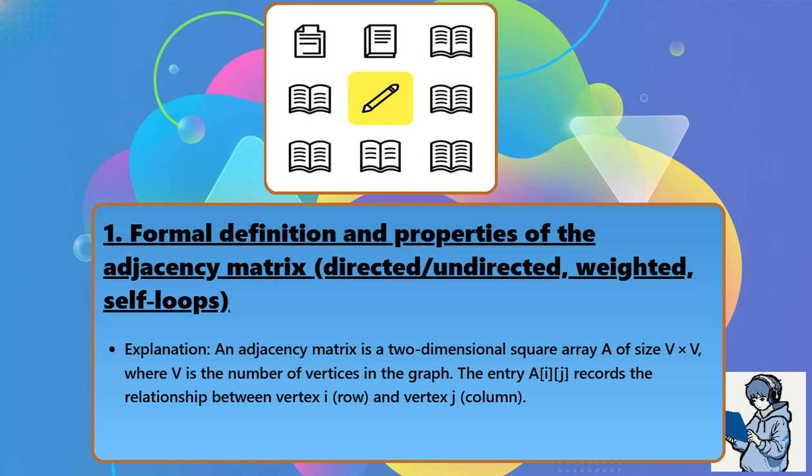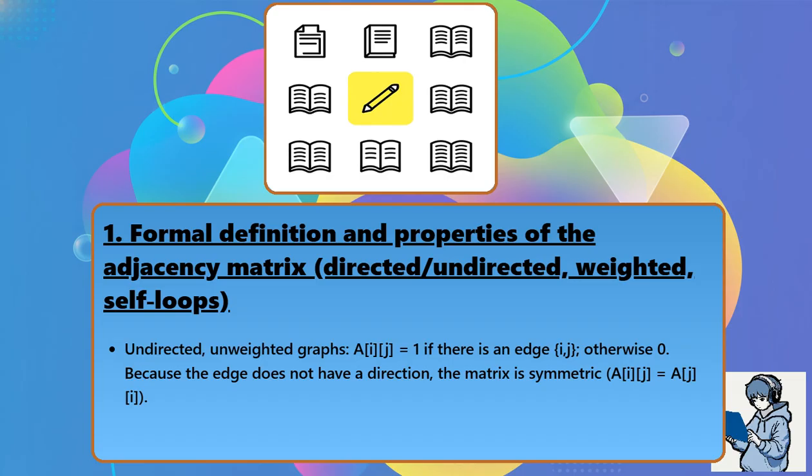An adjacency matrix is a two-dimensional square array A of size v times v, where v is the number of vertices in the graph. The entry a_ij records the relationship between vertex i (row) and vertex j (column). Undirected, unweighted graphs: a_ij equals 1 if there is an edge ij, otherwise 0.